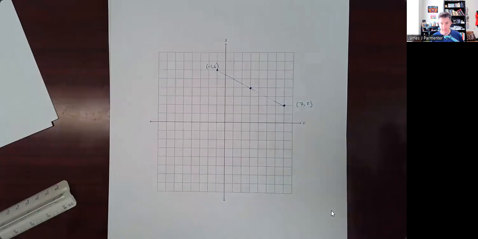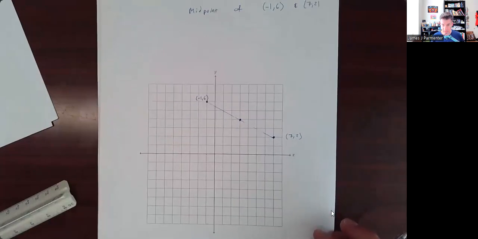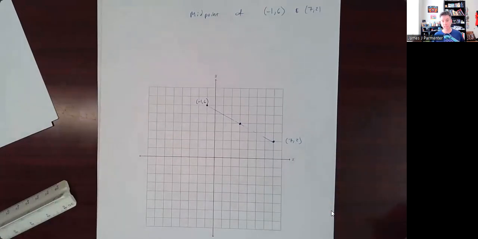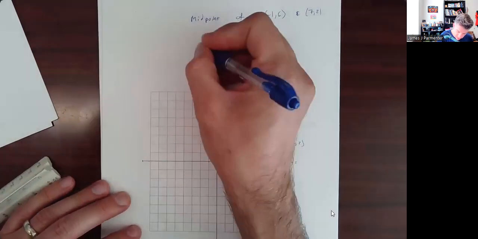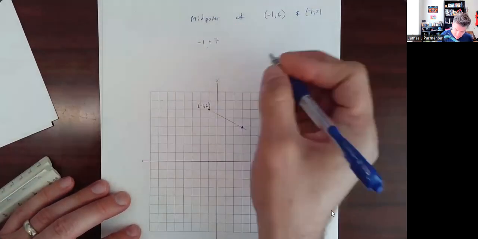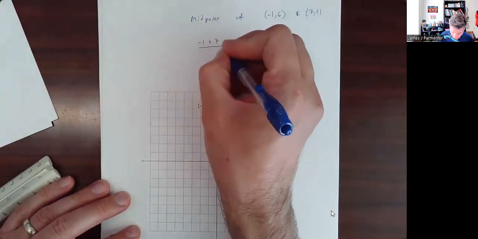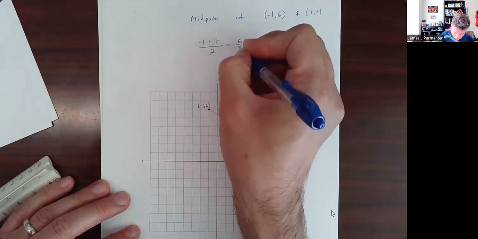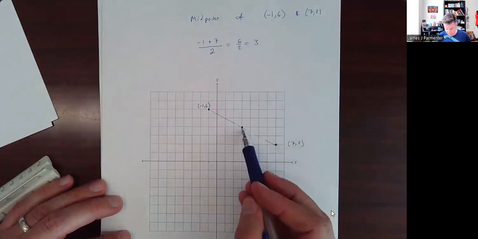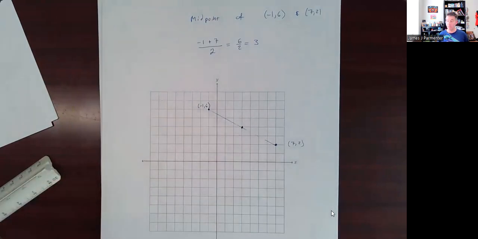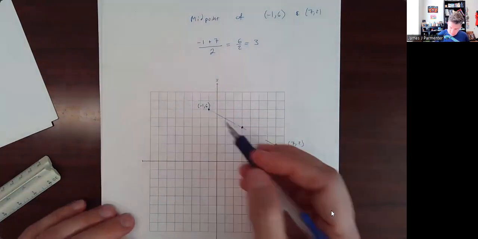What's interesting is one way to think about the midpoint of these 2 points is really just averaging each of the x coordinates and each of the y coordinates. If you take the average of -1 and 7, -1 plus 7 is 6, divided by 2 is 3. 3 is 4 away from 7, 3 is 4 away from -1. So 3 is the x value that's halfway between -1 and 7.